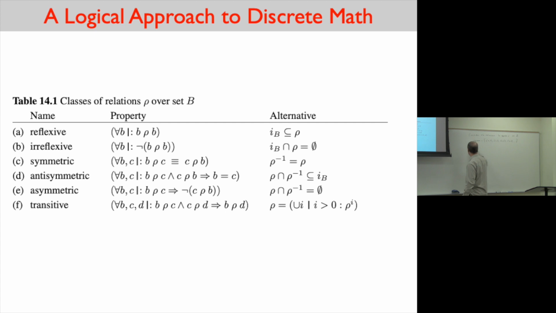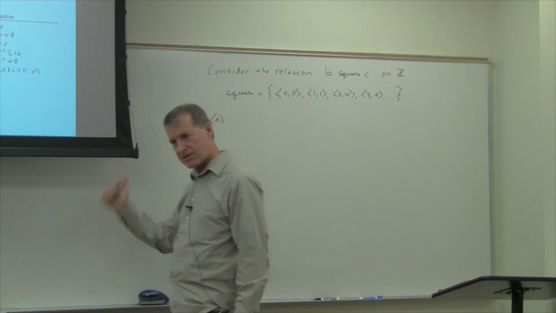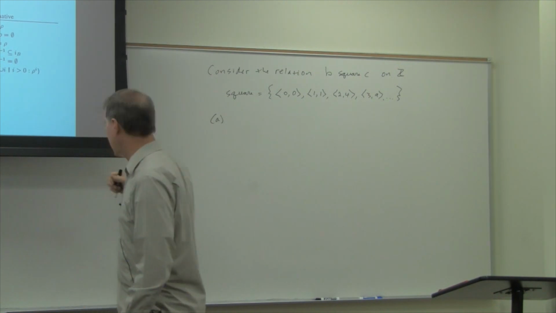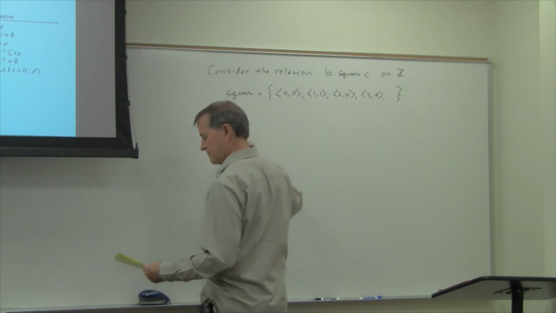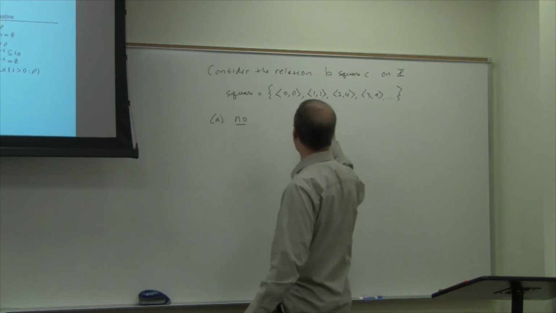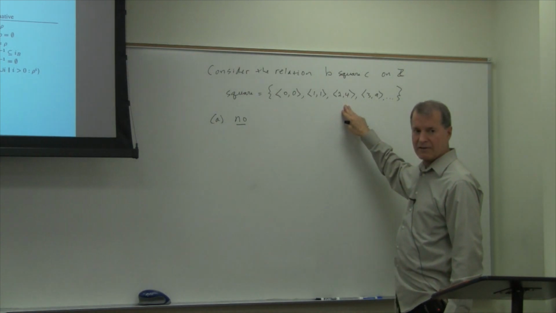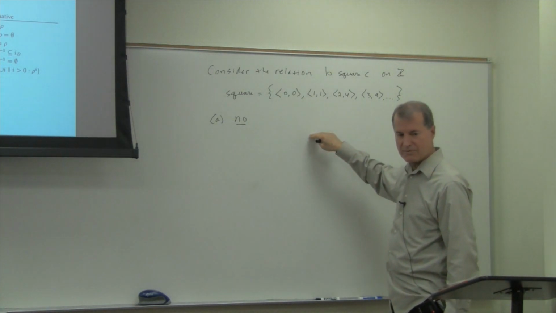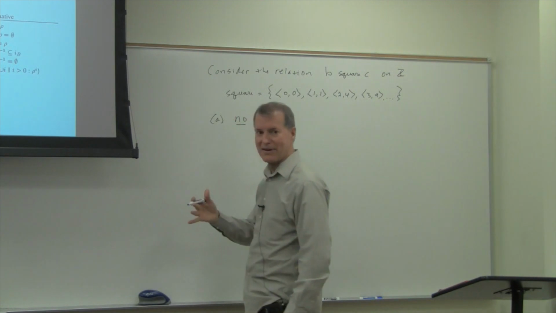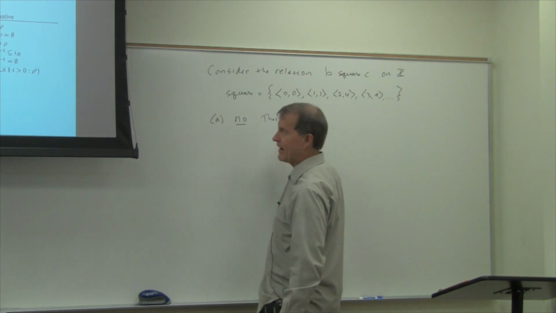Now, what about A? Is it true that for all B, B rho B? In other words, is it reflexive? Is square reflexive? Yes or no? No. Why not? It's not because there is a 2, 4. It's because there's not a 2, 2. There's also not a 3, 3. There is a 0, 0 and a 1, 1, but it has to be for all.